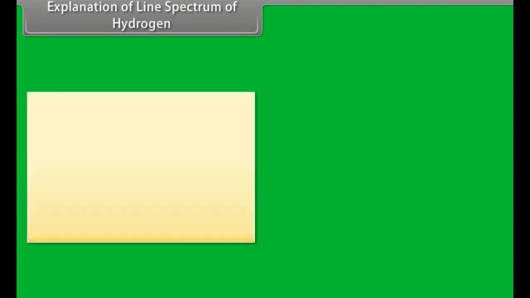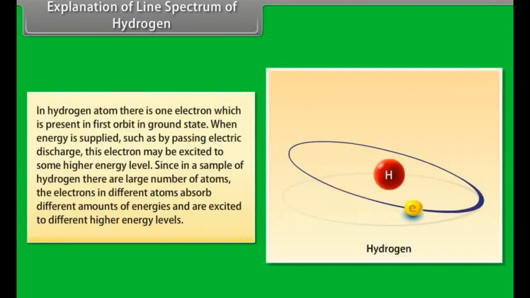Explanation of line spectrum of hydrogen. In hydrogen atom, there is one electron which is present in first orbit in ground state. When energy is supplied, such as by passing electric discharge, this electron may be excited to some higher energy level. Since in a sample of hydrogen there are a large number of atoms, the electrons in different atoms absorb different amounts of energies and are excited to different high energy levels.